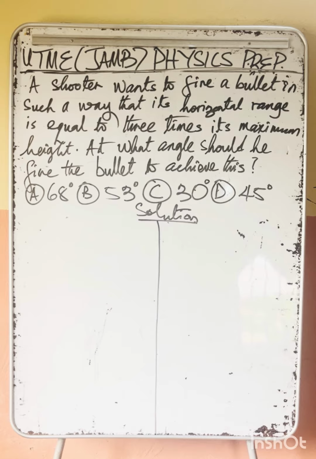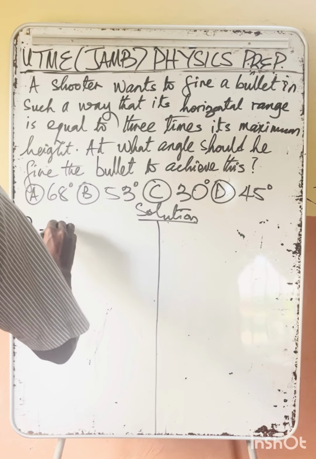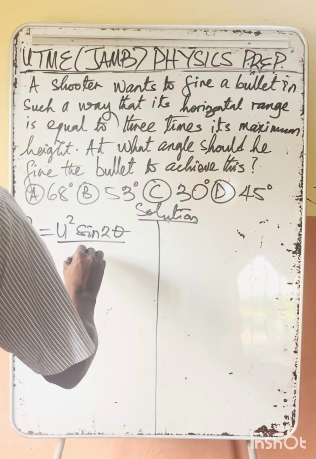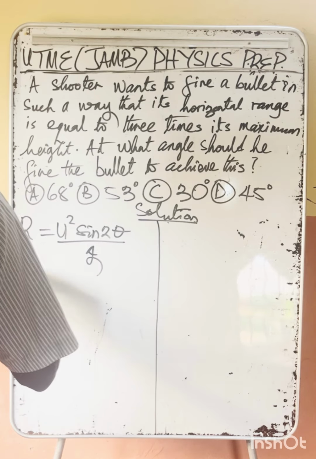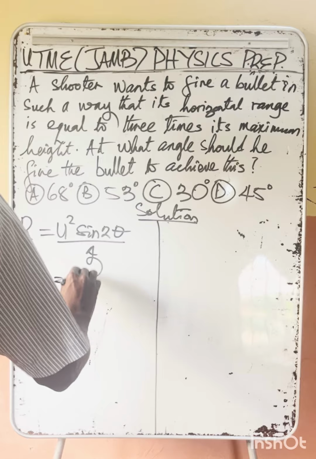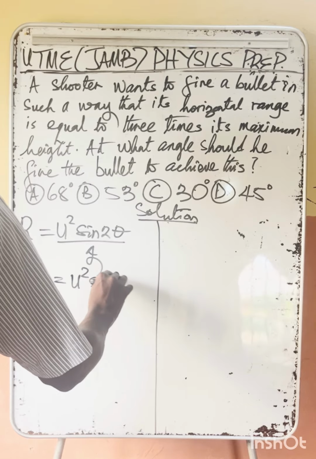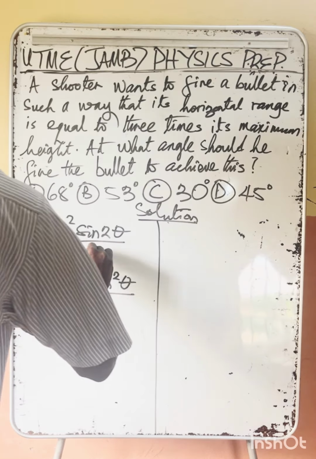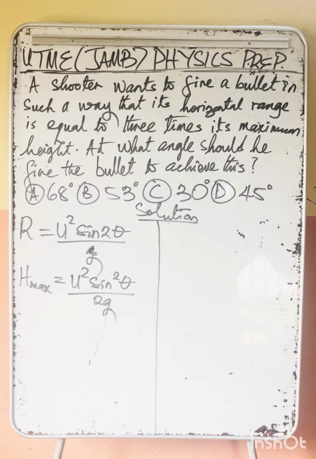Alright, to do this, first off, before we start getting the data from the question, the range R is u square sine 2 theta over g, while the maximum height h max is equal to u square sine square theta over 2g. These are the formulas you should recall for this. So let's begin to interpret the question one at a time.